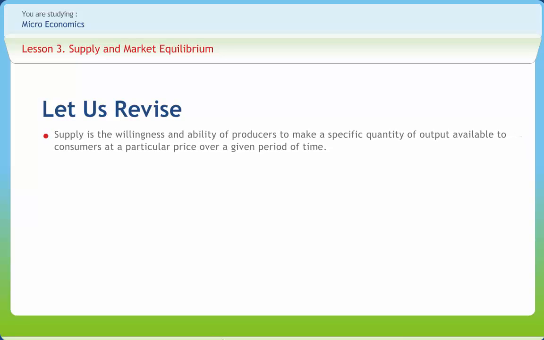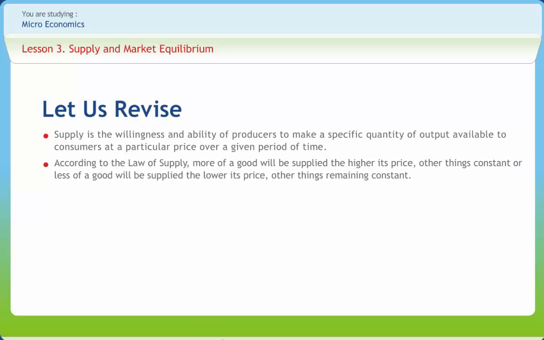Supply is the willingness and ability of producers to make a specific quantity of output available to consumers at a particular price over a given period of time. According to the law of supply, more of a good will be supplied the higher its price, other things constant, or less of a good will be supplied the lower its price, other things remaining constant.